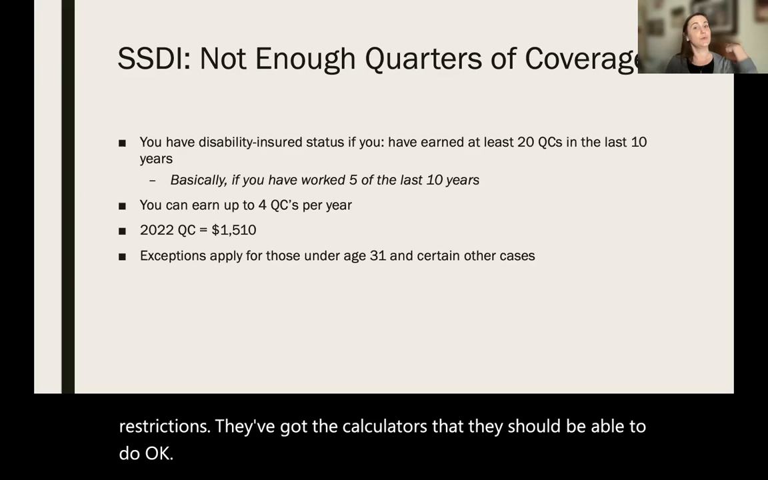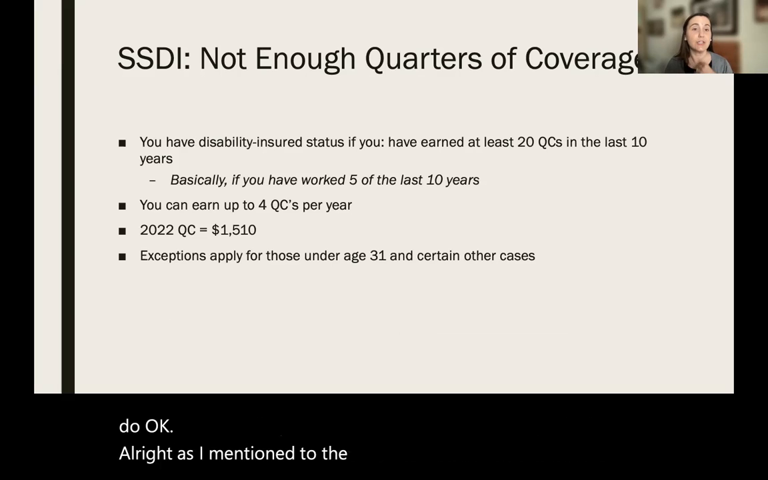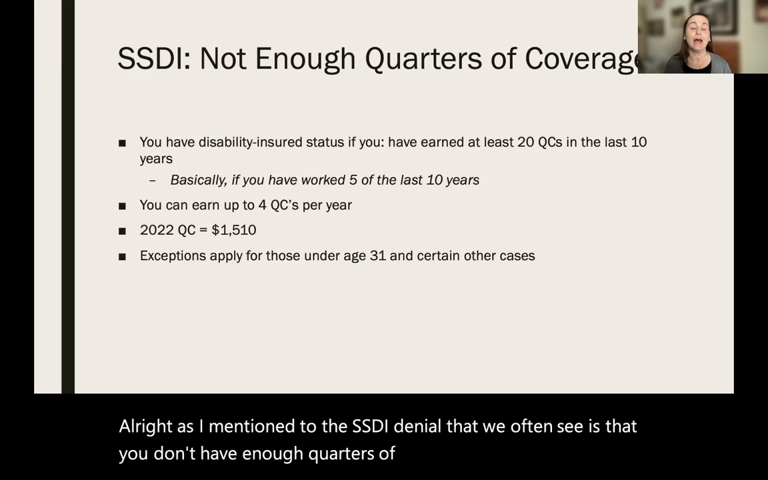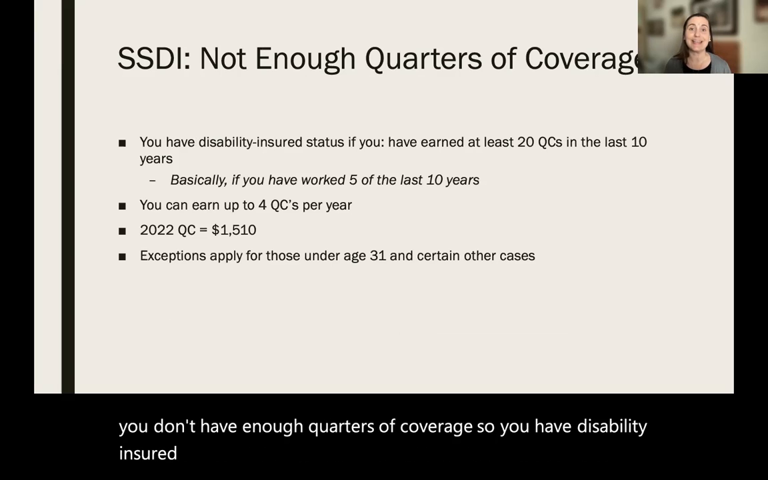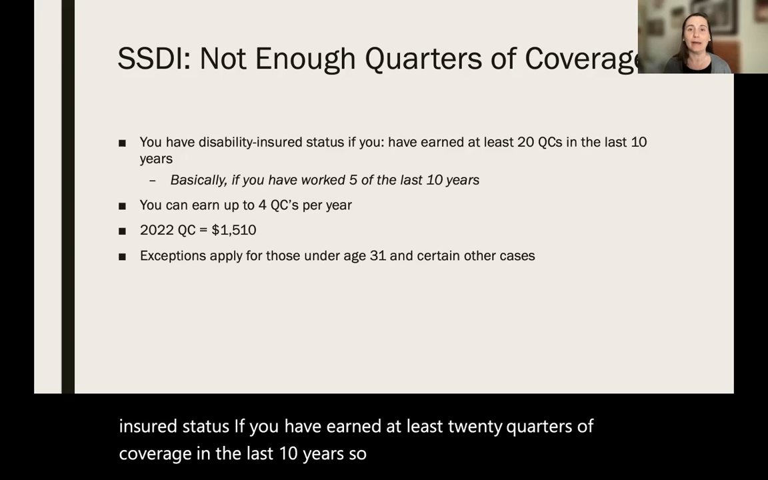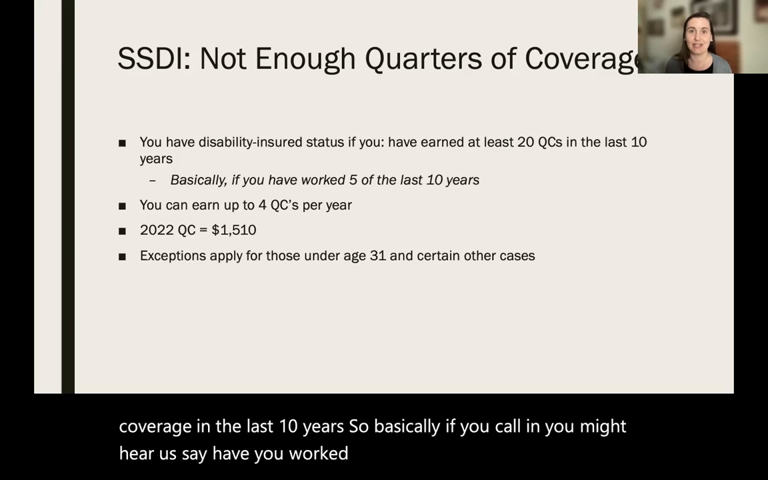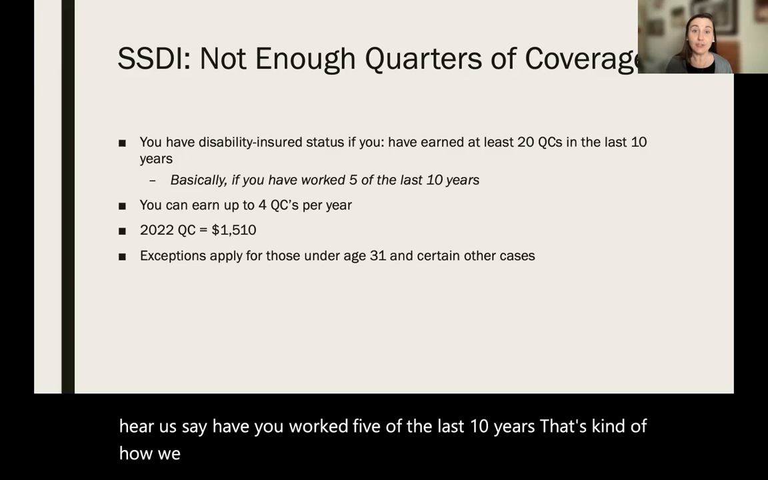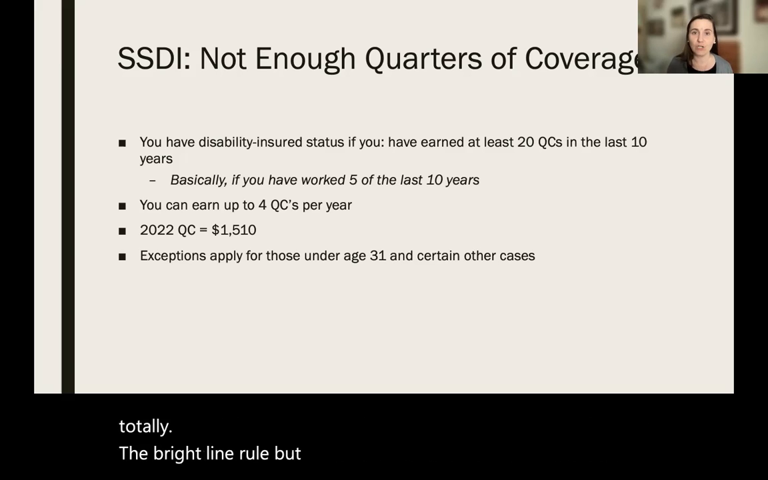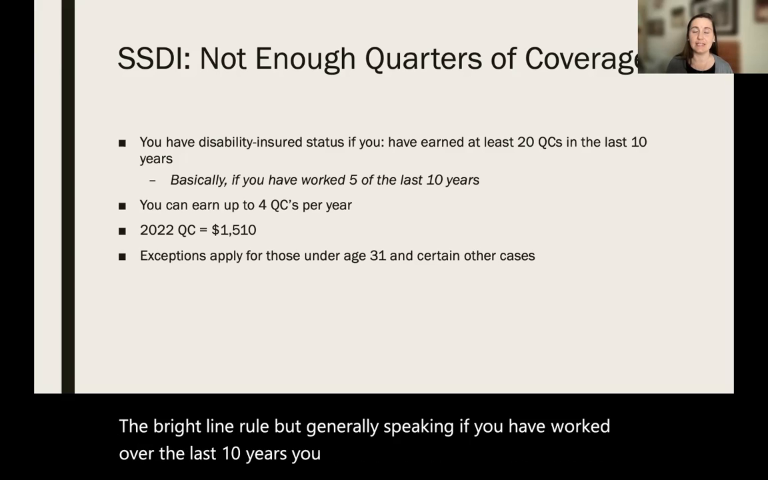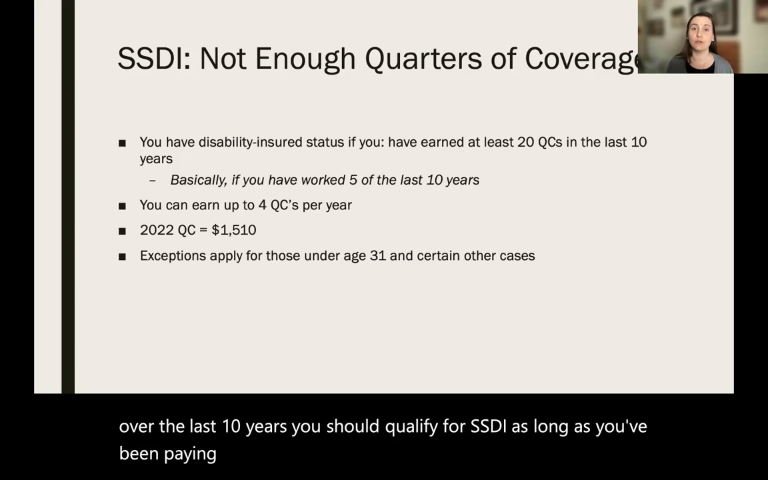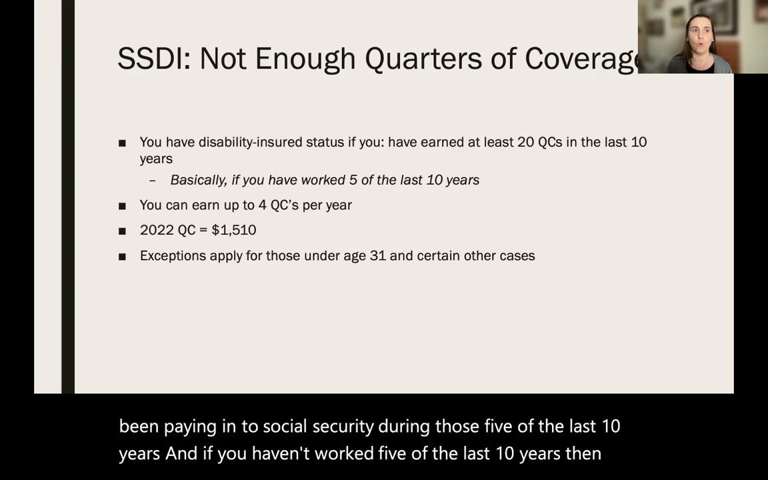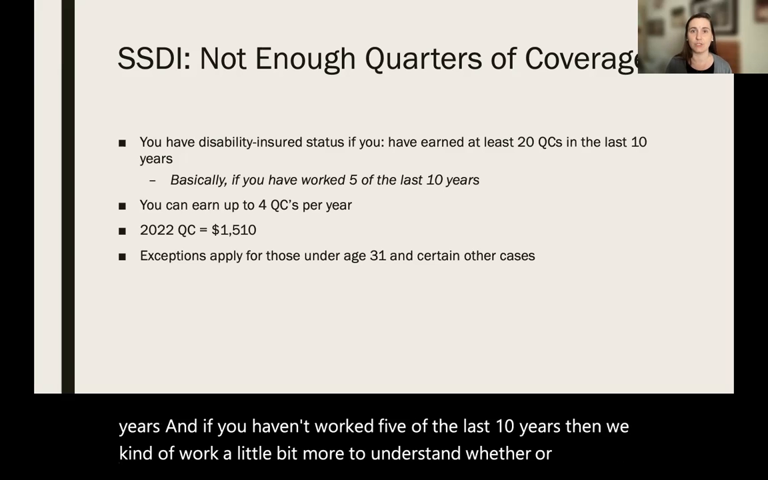All right, as I mentioned, the SSDI denial that we often see is that you don't have enough quarters of coverage. You have disability insured status if you have earned at least 20 quarters of coverage in the last 10 years. So if you call in, you might hear us say, have you worked 5 of the last 10 years? That's how we summarize it. As you'll learn, that's not totally the bright line rule, but generally speaking, if you have worked 5 of the last 10 years, you should qualify for SSDI as long as you've been paying in to Social Security during those 5 of the last 10 years. If you haven't worked 5 of the last 10 years, then we work a little more to understand whether you might have enough coverage for SSDI benefits.